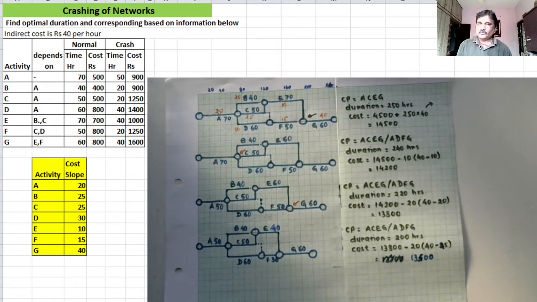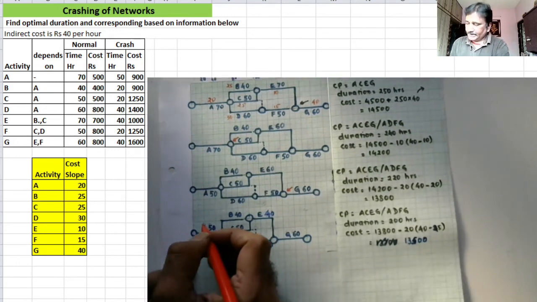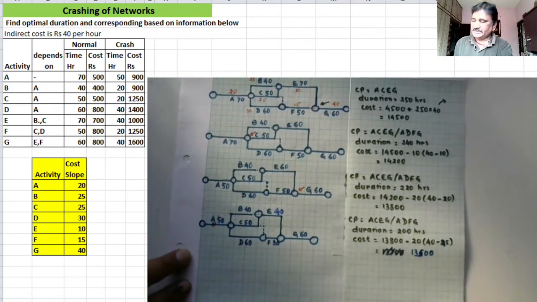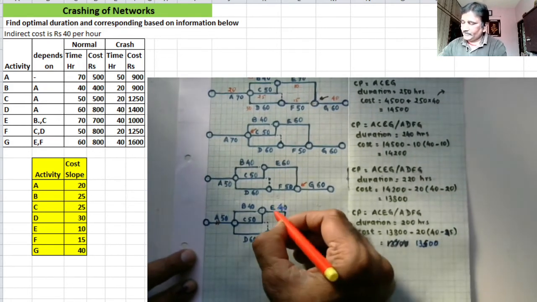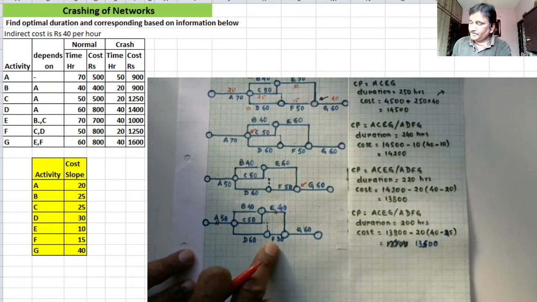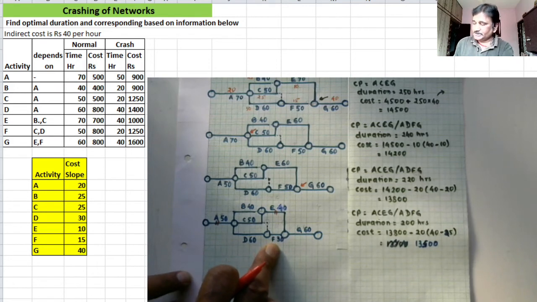Now, once again, we'll be looking into the possibility of compressing other activities, those which we have not completely crashed. Let us mark them. Activity A, we have completely crashed. There is no scope for crashing the activity further. Activity E, we have completely crashed. And now what is remaining? There is a scope of 10 in activity F. But is it worth crashing activity F further? That is to be seen.